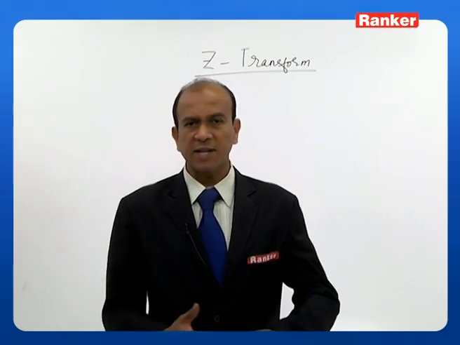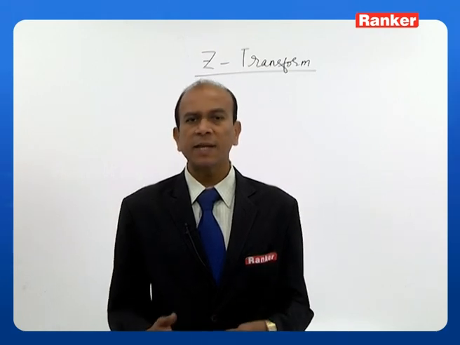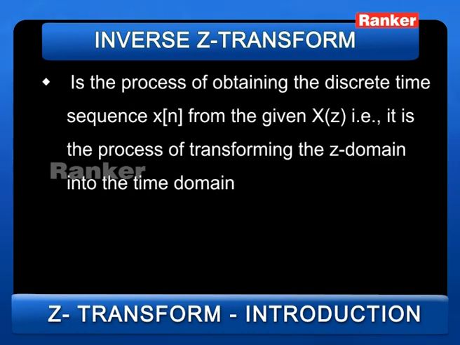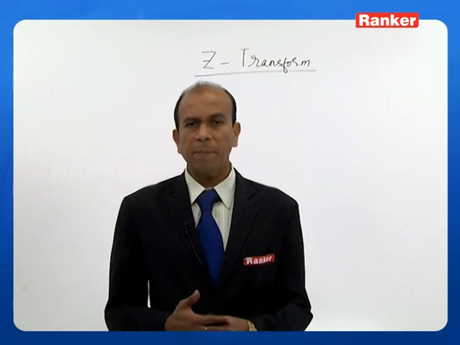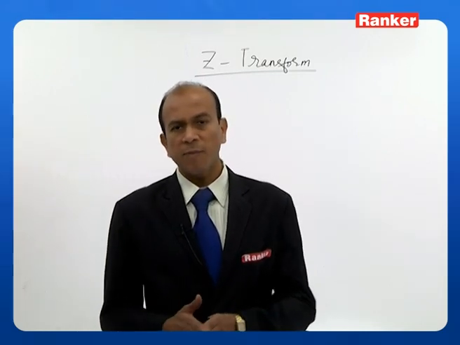If there exists a z transform, there must also exist an inverse z transform. So, what is inverse z transform? Inverse z transform is the process of obtaining the discrete time sequence x of n from the given x of z, that is, it is a process of transforming the z domain into the time domain. So, what happens? You have a x of n, you calculate z transform, you will get x of z.